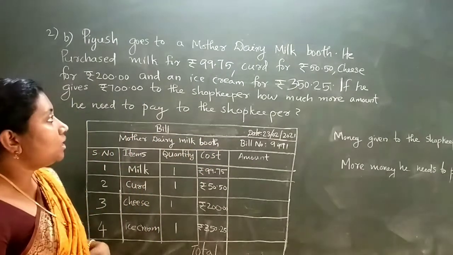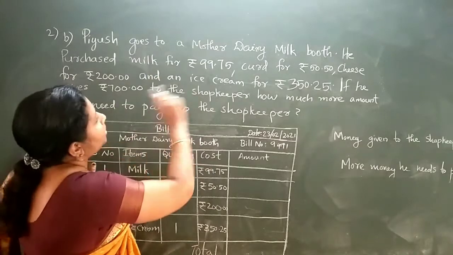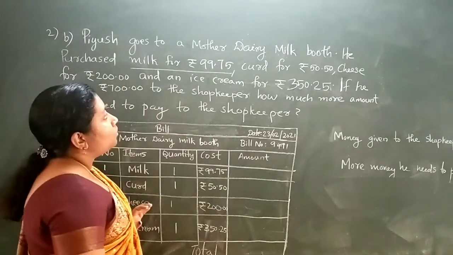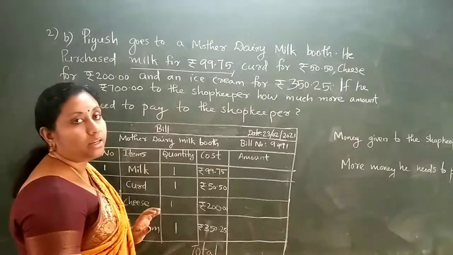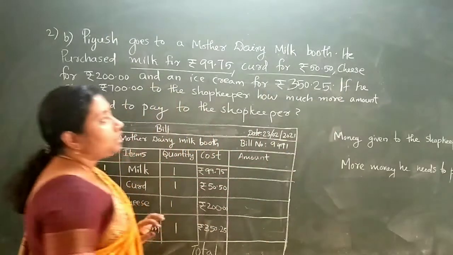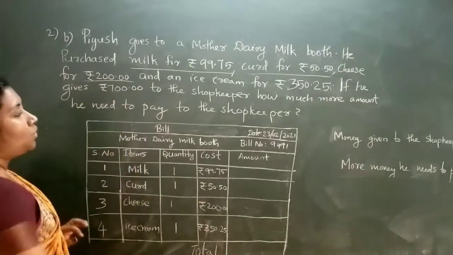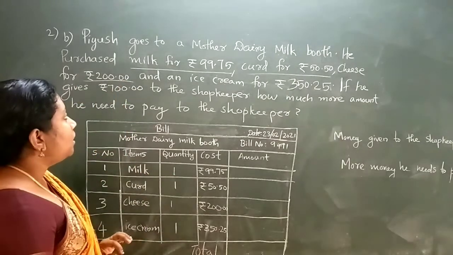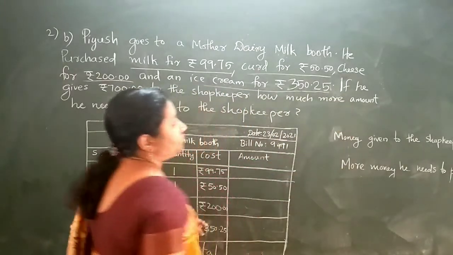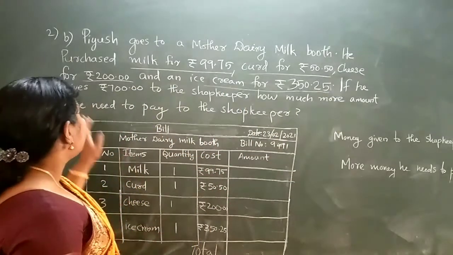Here, which are the items? First item is milk. That is the amount rupees 99 and 75 paise. Then curd for rupees 50 and 50 paise. Then what is the cost of cheese? Rupees 200. Then cost of ice cream is 350 rupees and 25 paise.